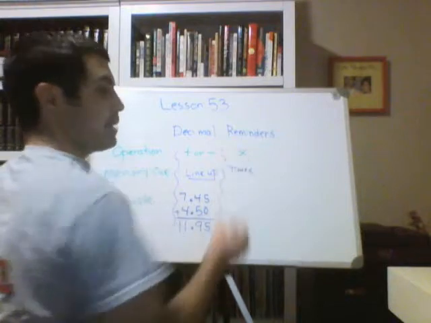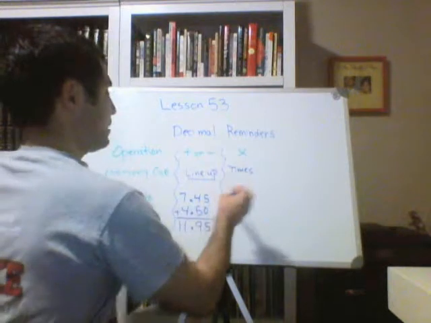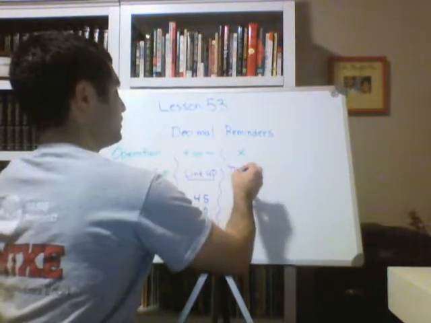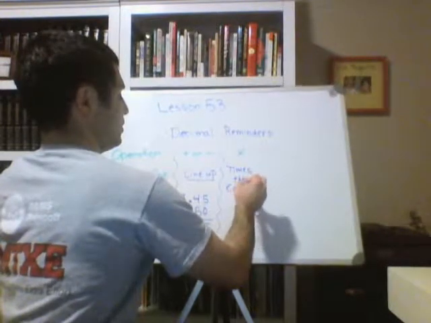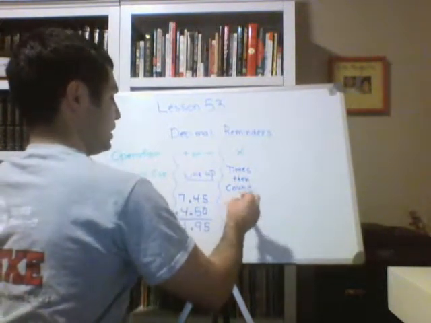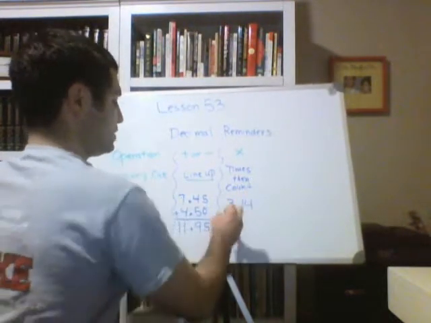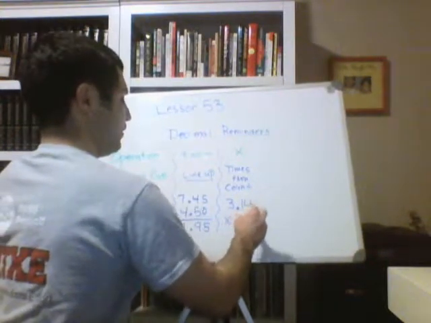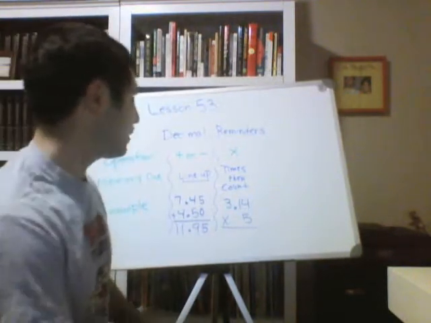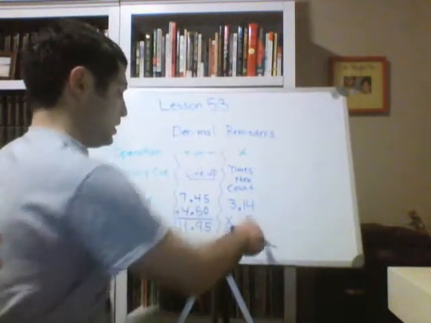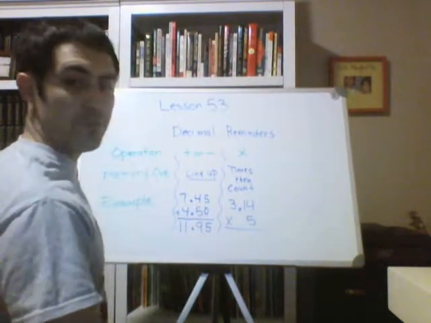You count how many times the decimal's been moved over on top, and you want to move the decimal over that many times on bottom. So let's do times, then count. Say we're doing 3 and 14 hundredths, and we're multiplying that by 5. This would be a circumference problem. So you take the diameter and you multiply it by 3.14, or 3 and 14 hundredths.